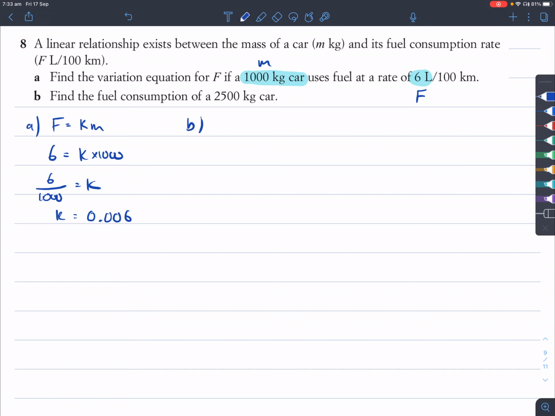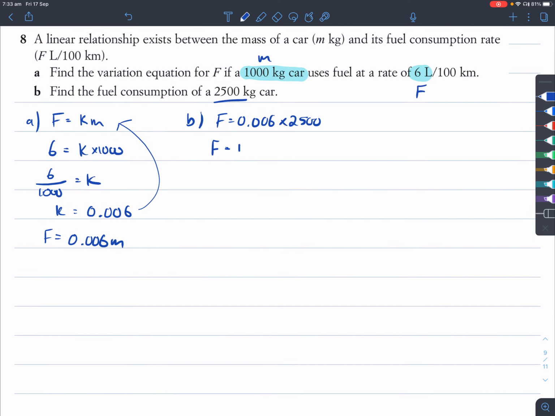Then for question B, find the fuel consumption of a 2,500 kilogram car. Okay, so before we actually go into that, we should write down our final equation for F. So F is equal to 0.006 M. And if we now substitute in M as 2,500, we get 15. So this means the car uses 15 liters per 100 kilometers.